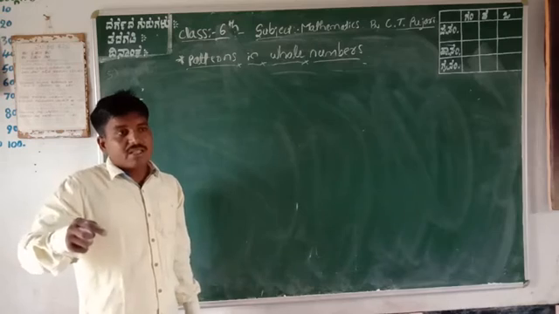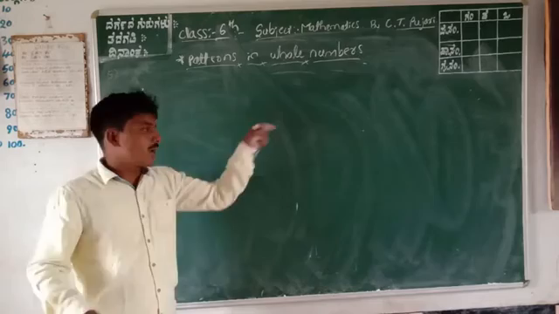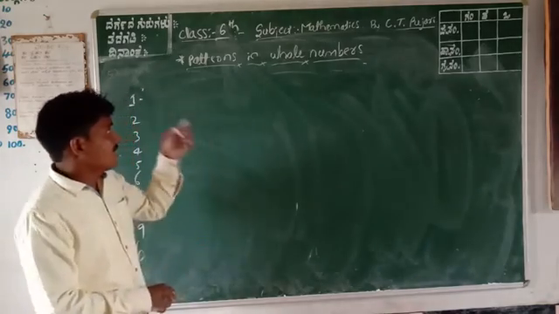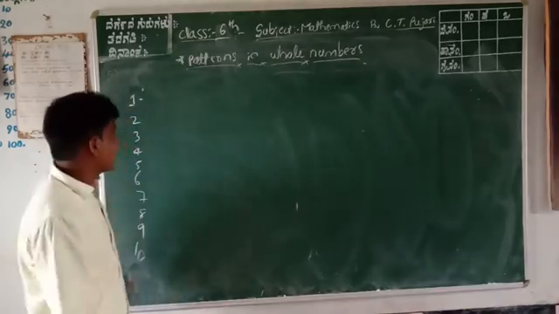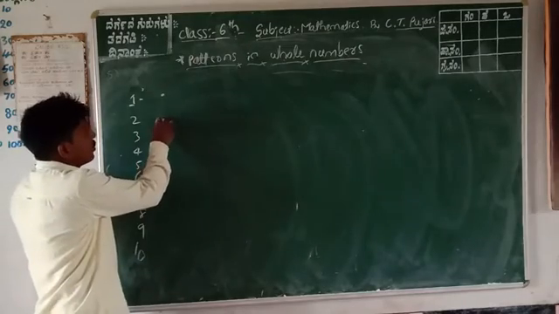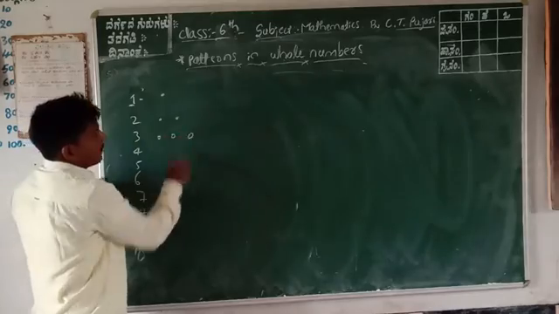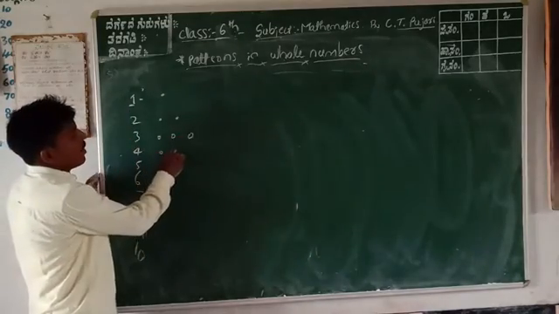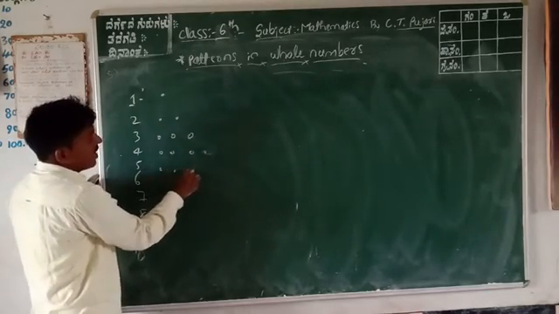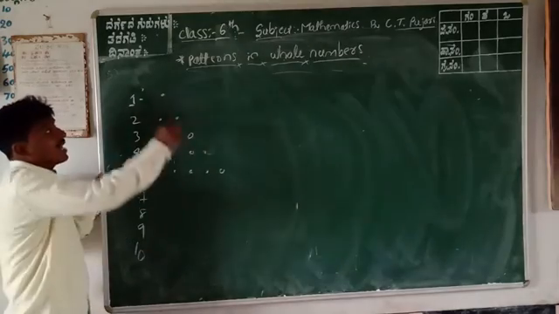For example, in your rangoli, you draw a diagram like this. Got it? The patterns of numbers are here. Like this, 1 means only 1 dot is there. 2 means 2 points. 3 means 3 points. And 4 means 4 points. Got it? Next, 5 means 5 dots. This type is the line pattern.